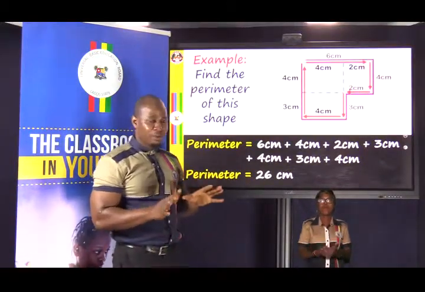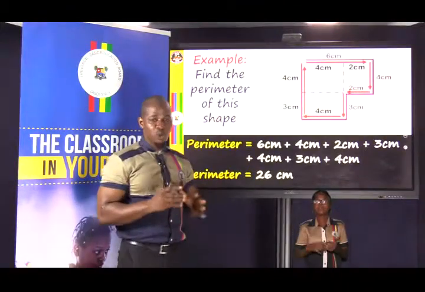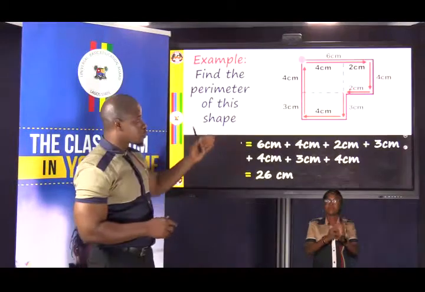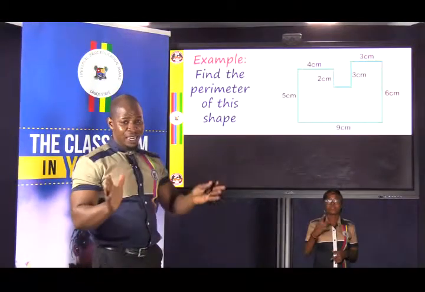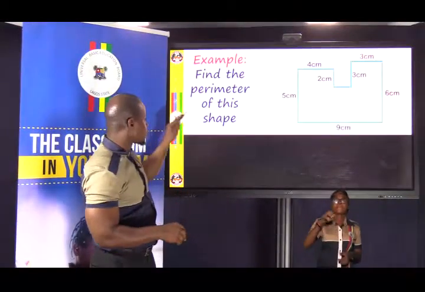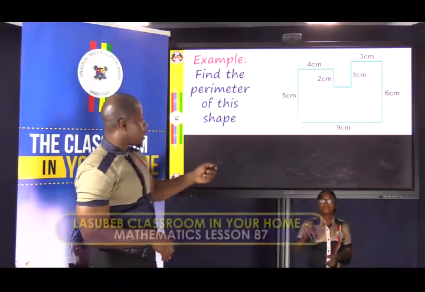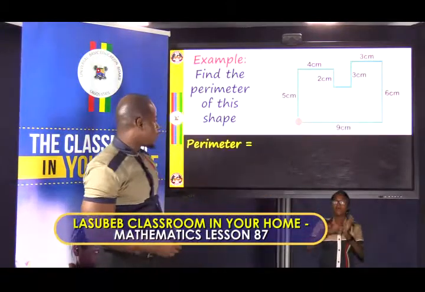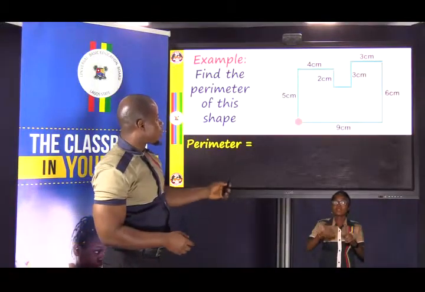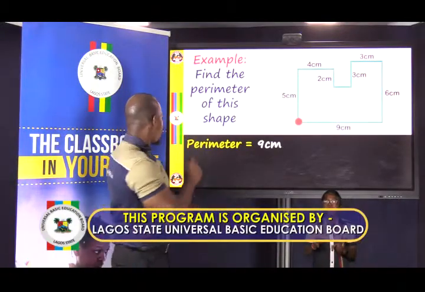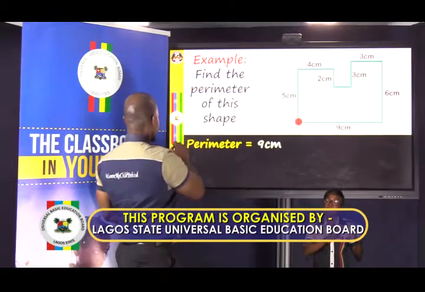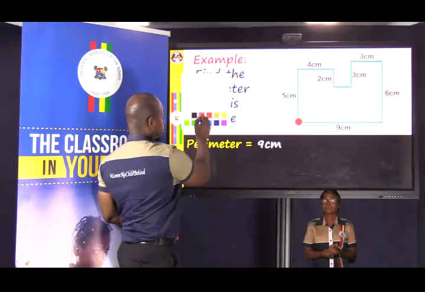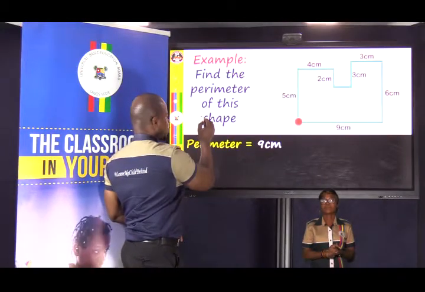Okay, so I took my time explaining the first one. The second one will move a little bit faster. Let's check out the next example. To find the perimeter of this shape, again, we pick a starting point. I want this place to be my starting point. So that means you can start from anywhere. Now, what is the perimeter? Now, if I move, let me take a pen here so that you can see my direction of movement. The red one will be fine.